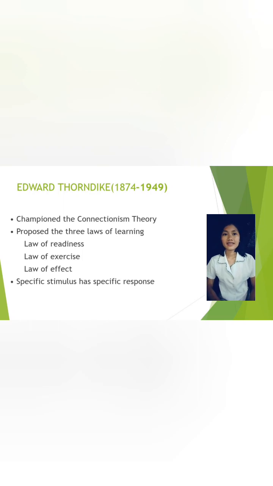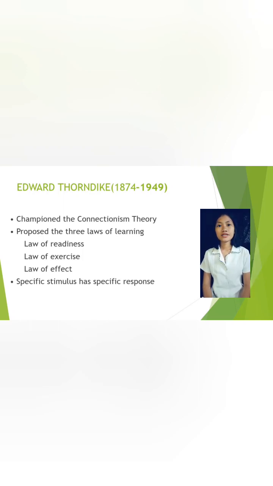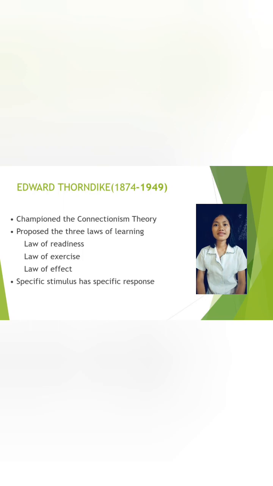Edward Thorndike, the champion of the connectionism theory, proposed the three laws of learning: the law of readiness, law of exercise, and law of effect. First is the law of readiness, which states that individuals learn best when they are physically, mentally, and emotionally ready to learn, and they do not learn well if they see no reason for learning. This principle states that motivation is needed to develop association or display changed behavior.